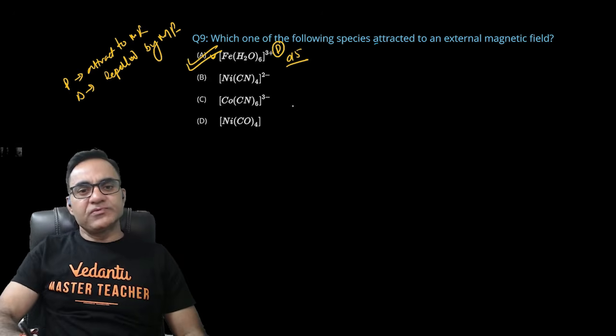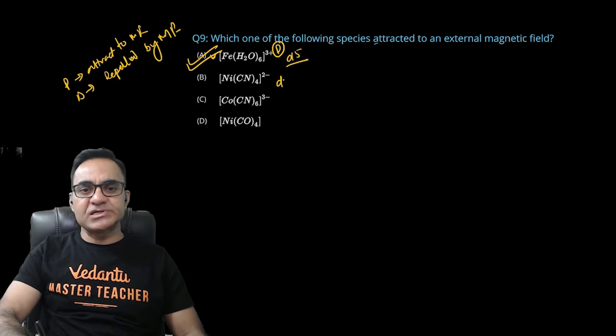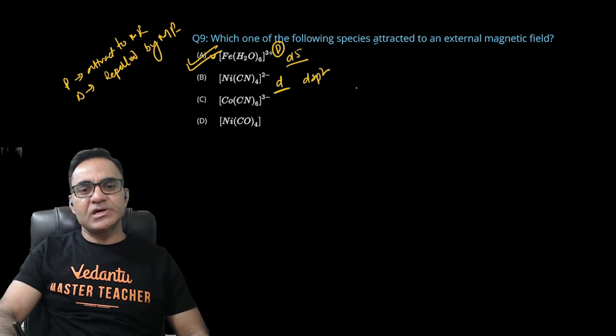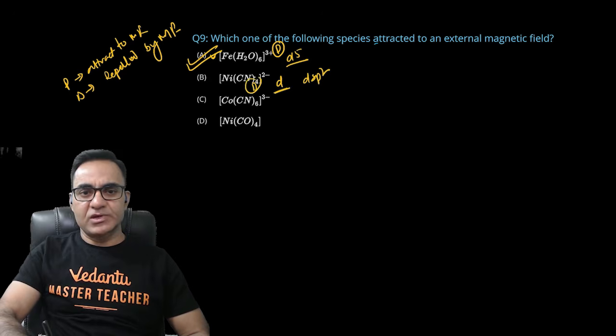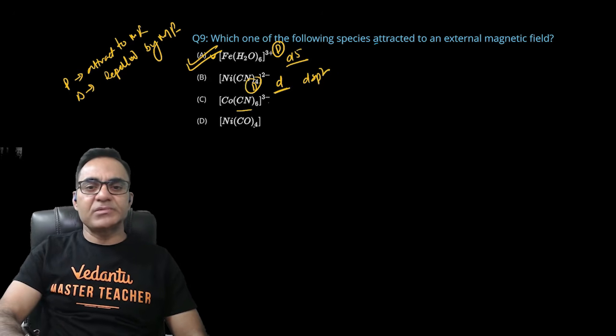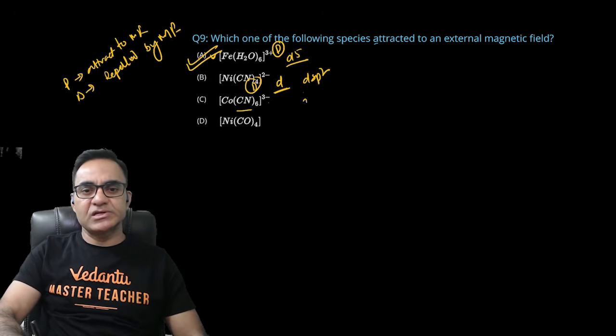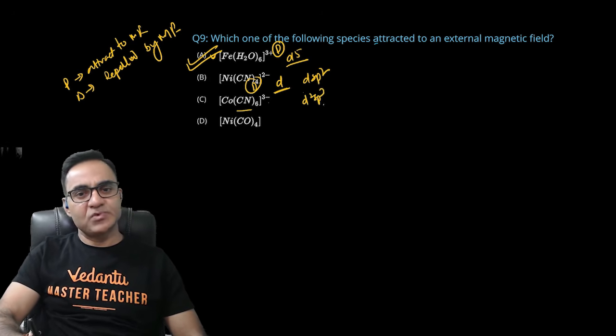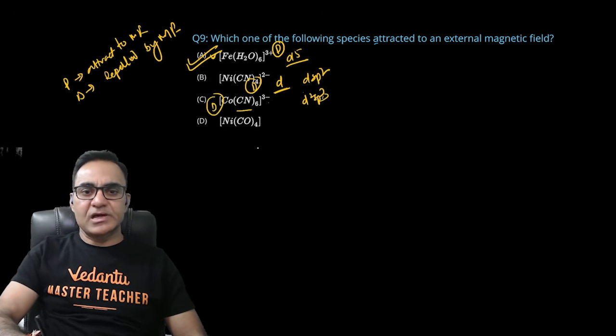अगले में है NiCN4 होल 2 माइनस. यहाँ पे एक्चुअली D के सारे इलेक्ट्रॉन पेयर्ड होते हैं, dsp2 हाइब्रिडाइजेशन है एक्चुअली, तो D के 8 इलेक्ट्रॉन है, 8 पेयर्ड है, ये डायमैग्नेटिक हो जाएगा, तो ये रिपेल्ड होगा. कोबाल्ट 3 प्लस भी स्ट्रॉन्ग फील्ड लिगेंड में D6 होता है, सारे इलेक्ट्रॉन पेयर्ड होंगे, ये d2sp3 हाइब्रिडाइजेशन बनाता है, तो यहाँ भी डायमैग्नेटिक कैरेक्टर आ जाएगा.